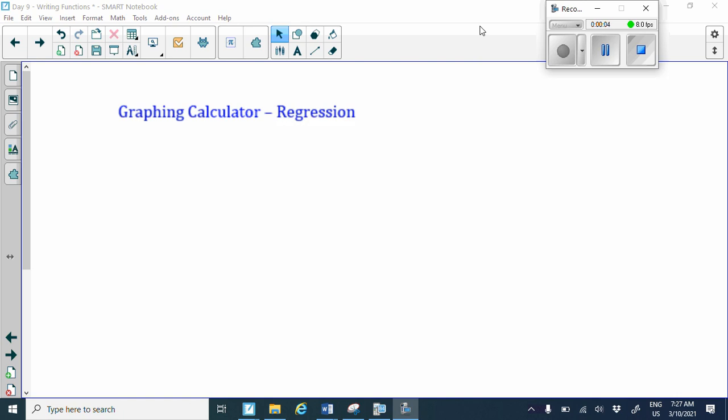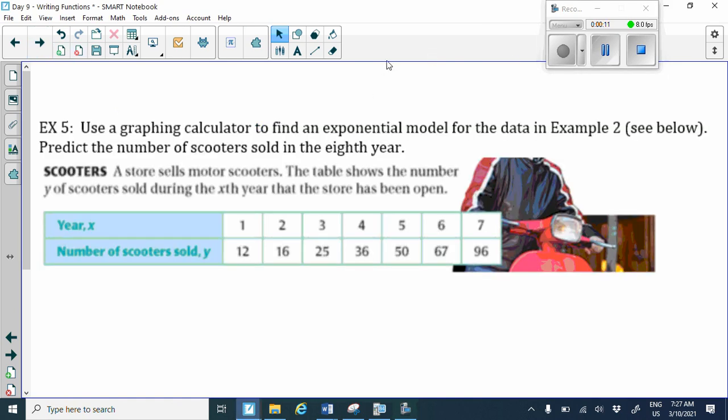We're going to be talking about how we can use our graphing calculators to write a regression function. Basically, we use our graphing calculator to do a regression when we're given data points. This is like the best fit model, where we know what type of function we're going to write, but it's the best fit equation that works with the numbers given.